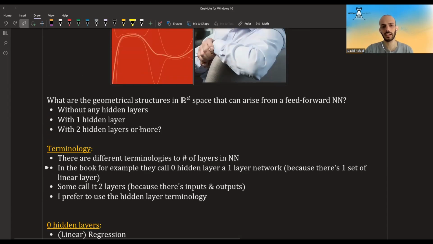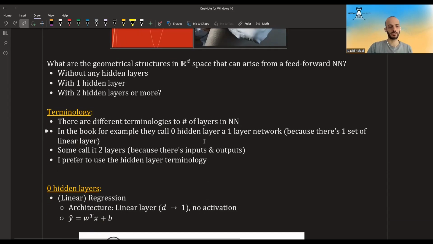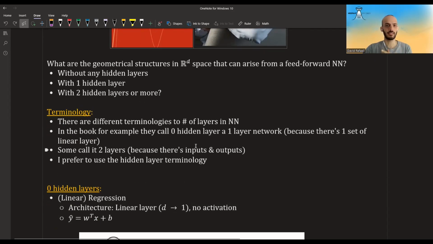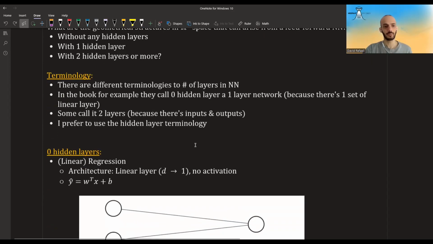In the book, they call 0 hidden layers, for example, a 1-layer network because there's 1 linear layer. So the inputs go through 1 linear layer, and then there are the outputs. Other people might call 0 hidden layers 2 layers because there are the inputs and the outputs. So there's a bit of a mix of terminology, but I prefer to use the number of hidden layers as my reference point.